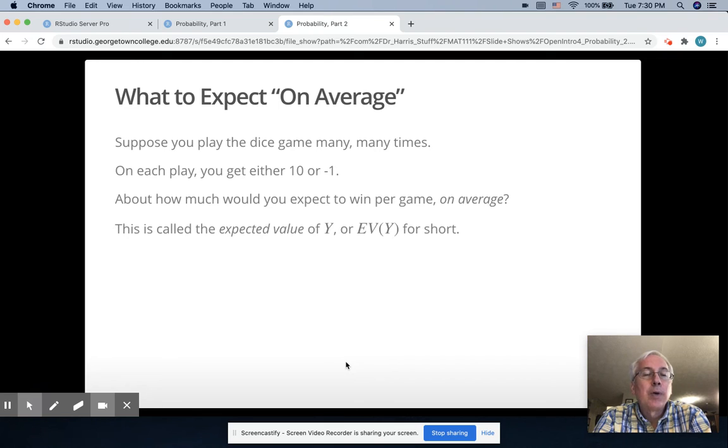But if we did this over and over and over and over again, what would be our expected value? Would we like to play this game many, many times, or would we rather not play this game many, many times? And the expected value will tell us whether we should like to play this game a lot or not. So let's think about it.